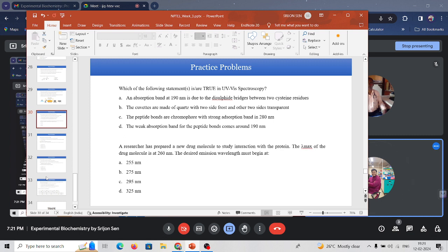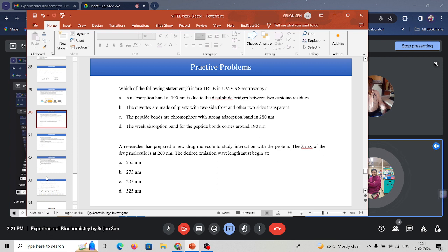Okay. The next question. Which of the following statements is true for UV visible spectroscopy? An absorption band at 190 nanometer is due to disulfide bridges between two cysteine residues. The cuvettes are made of quartz with two sides frosted and the other two sides transparent. The peptide bonds are chromophores with a strong absorption band at 280 nanometer. The weak absorption band for the peptide bond comes around 190 nanometer.